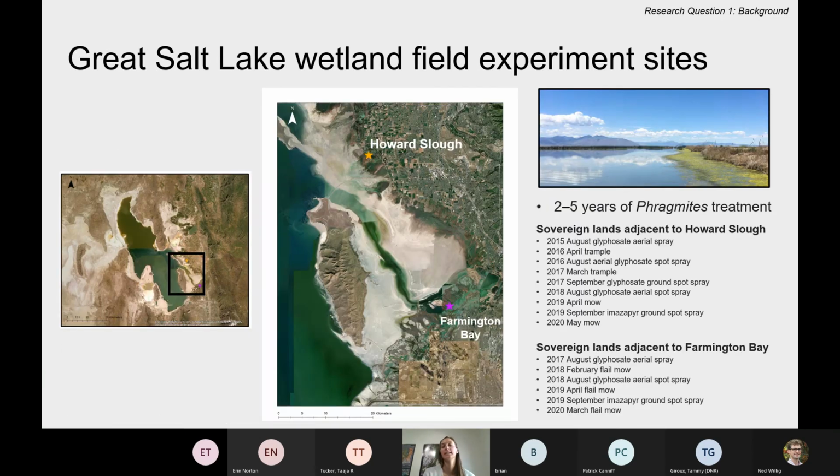So here are some of the field sites that we conducted these experiments over 2 years. So they're basically sovereign lands on the Great Salt Lake lakebed adjacent to these 2 waterfowl management areas. And I've listed on the right the Phragmites management treatment history in case anyone is interested, but basically multiple years of treatment, which we are recommending before revegetation is attempted.